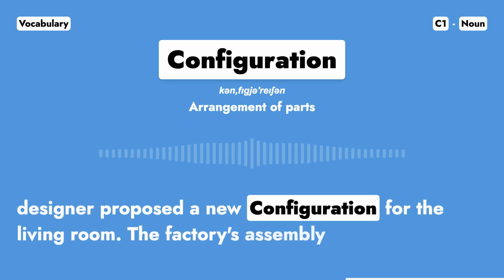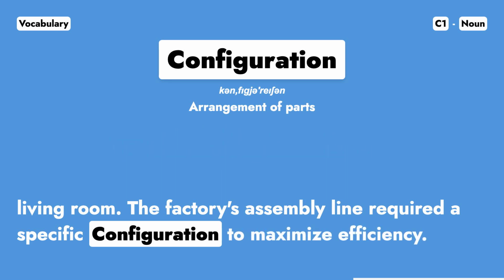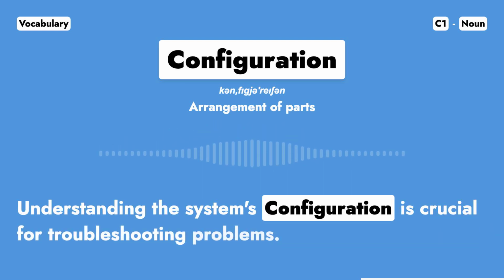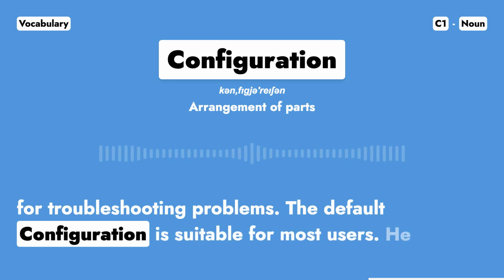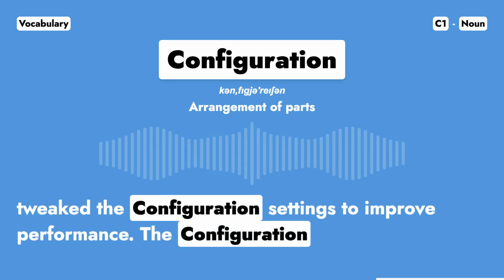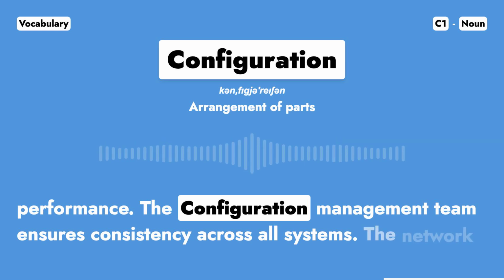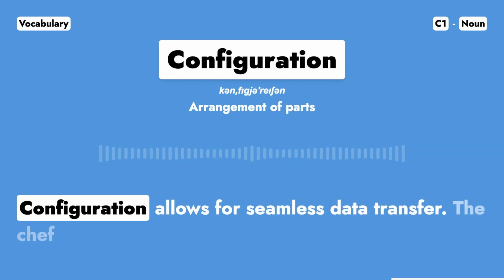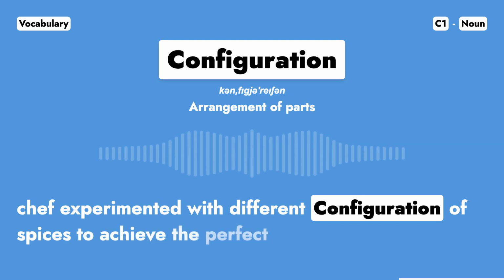The factory's assembly line required a specific configuration to maximize efficiency. Understanding the system's configuration is crucial for troubleshooting problems. The default configuration is suitable for most users. He tweaked the configuration settings to improve performance. The configuration management team ensures consistency across all systems. The network configuration allows for seamless data transfer. The chef experimented with different configurations of spices to achieve the perfect flavor.